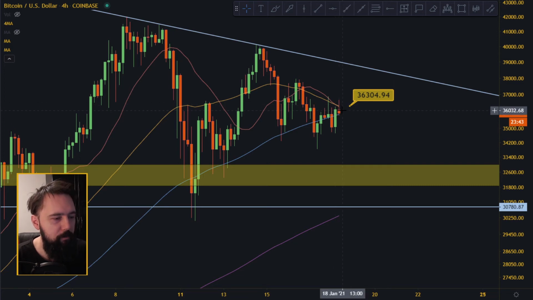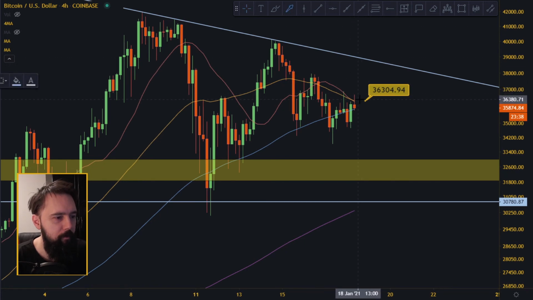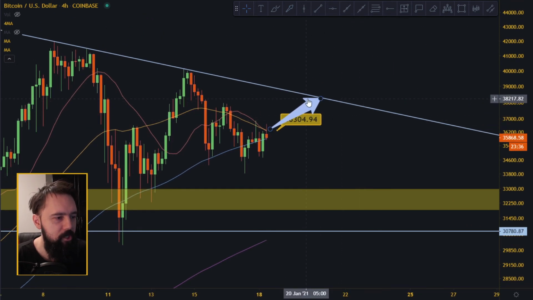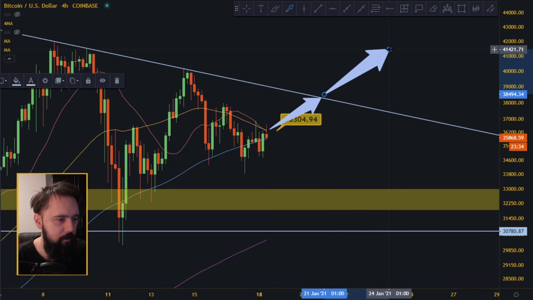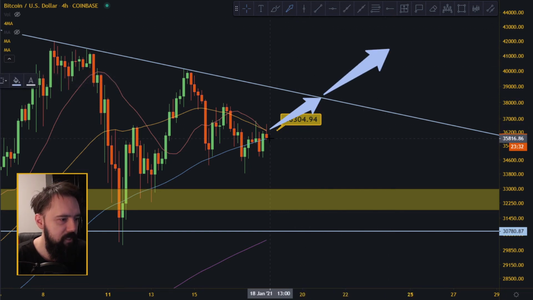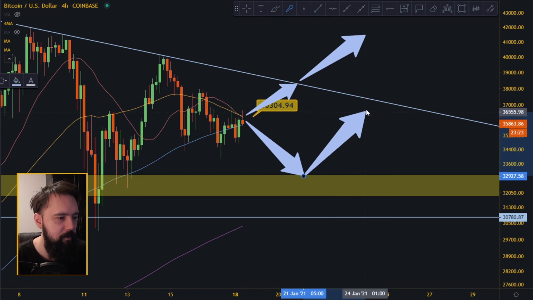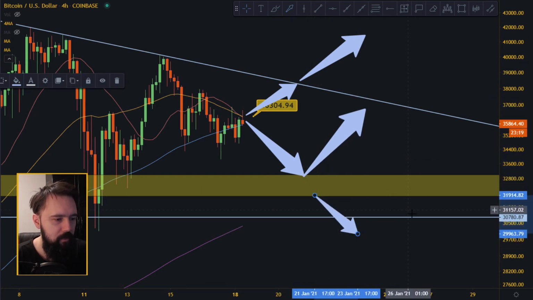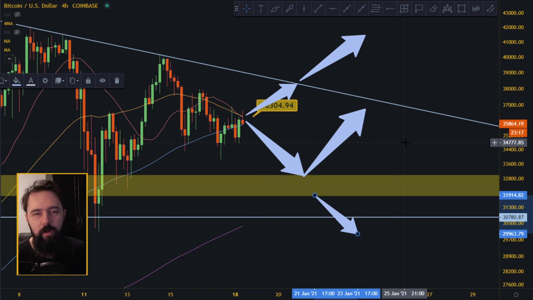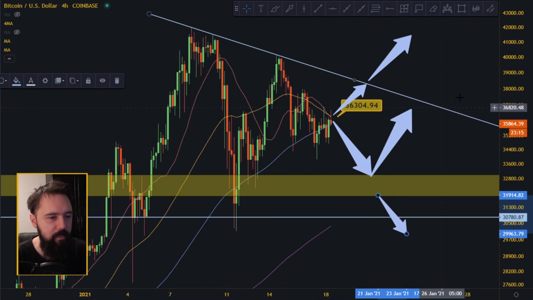If the price managed to get above the 20 and 50 moving average and go up to the line, there's a chance we're going to break out of the line. But if price gets pushed below the 20 and 50, we're going to retest this line, and the only thing we can hope for then is a bounce. Because if it breaks below this, the chances are it's going to go a lot lower. So that's what I got right now.